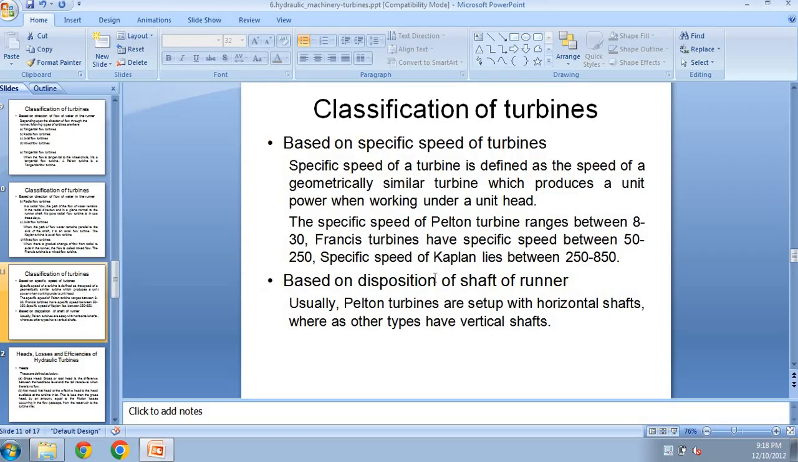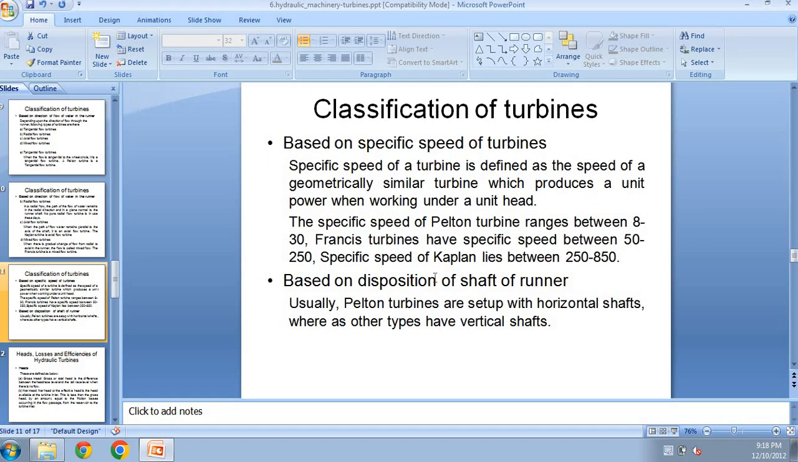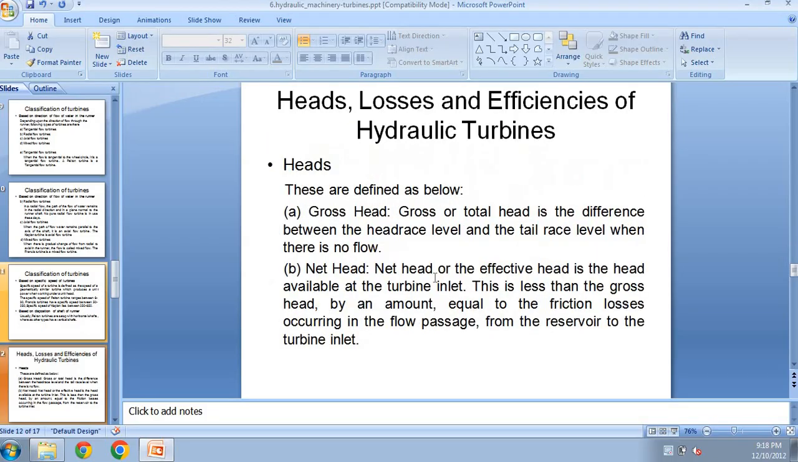So according to the arrangement of that particular setup, we can classify it by the disposition of the shaft of the runner. Pelton turbines have a setup with a horizontal shaft, whereas other types have vertical shafts, maybe horizontal or maybe vertical. So according to the arrangement of that particular turbine, it is classified as a horizontal type or a vertical type.